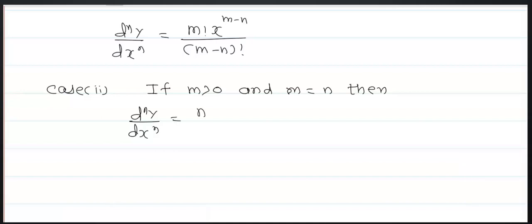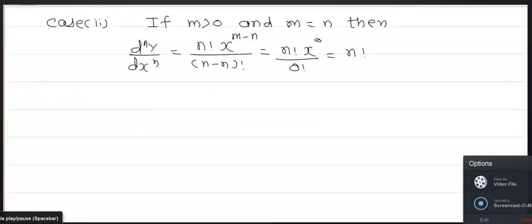If m is equal to n, then d^n y upon dx^n is equal to n factorial into x raised to m minus n upon n minus n factorial, and that is nothing but x raised to 0, which is 1, and 0 factorial is 1. That is equal to n factorial.